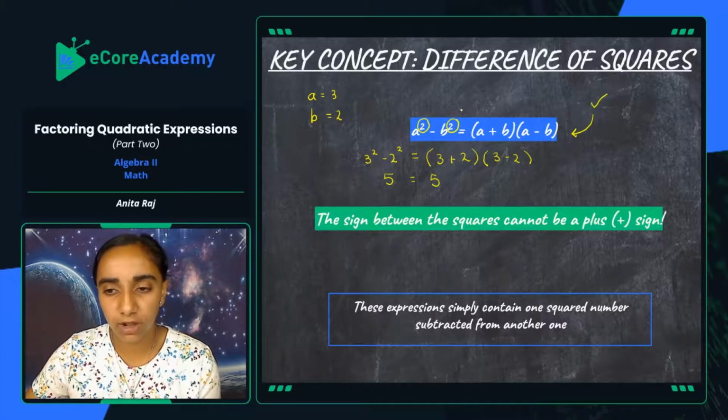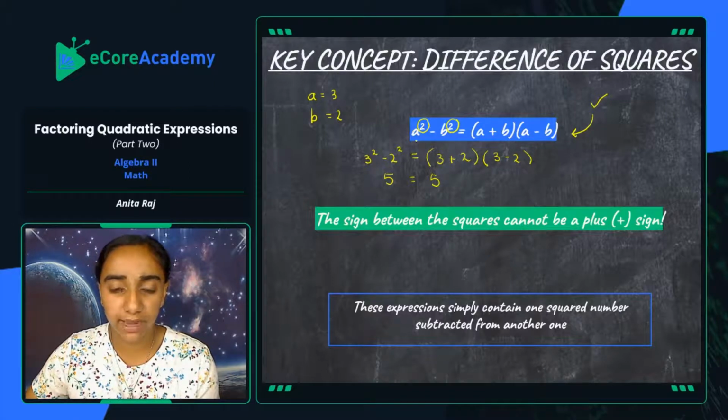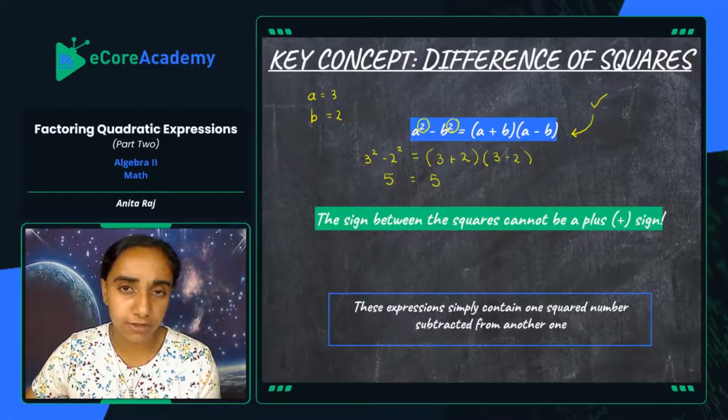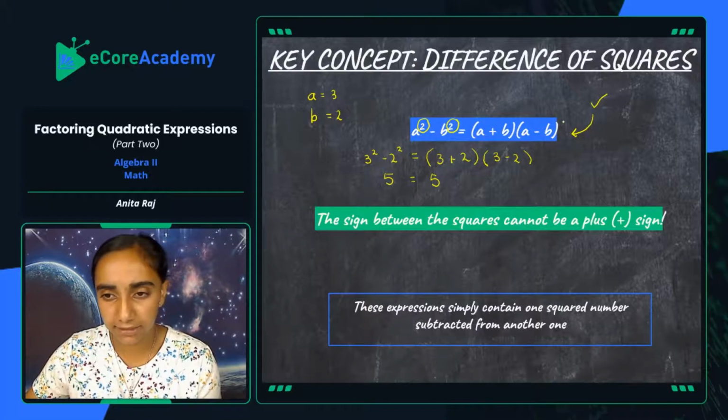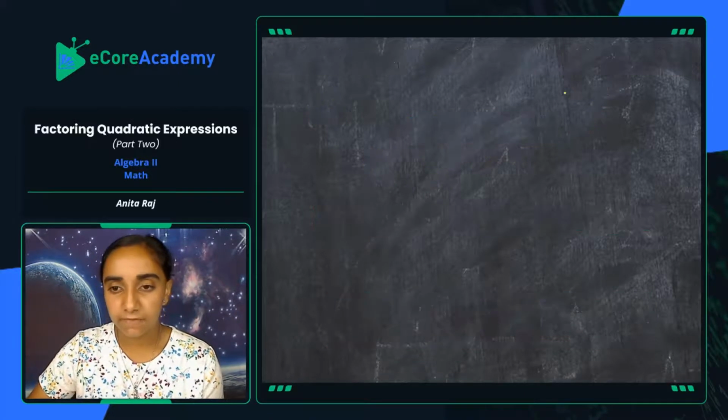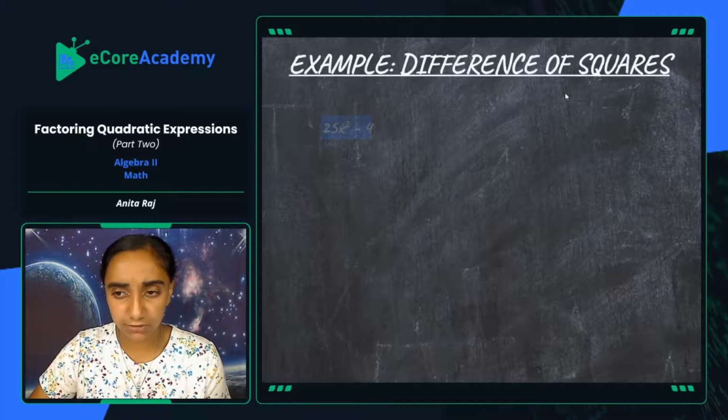So you can always follow this when you run into a quadratic expression where we have a squared minus b squared, where the a squared and b squared values are both perfect squares. You can break it down and factor it into a plus b times a minus b. So that is difference of squares. Now let's go into an example, difference of squares.